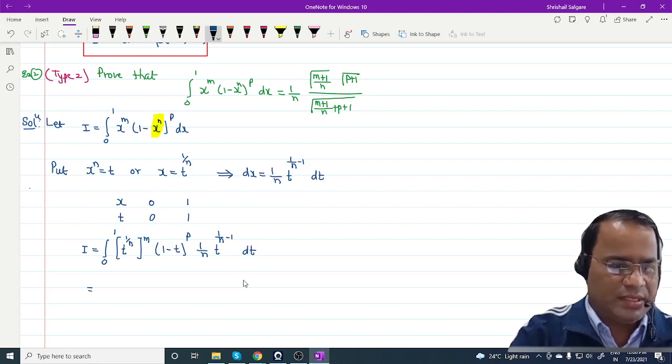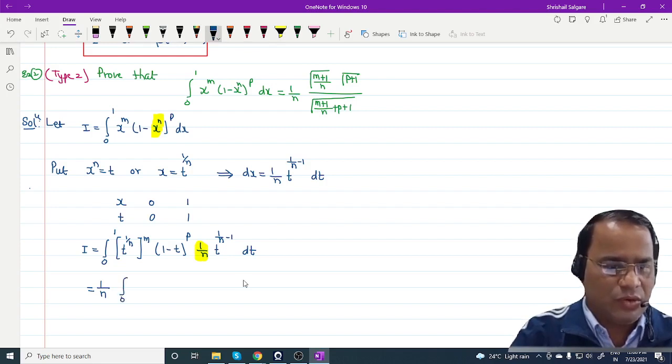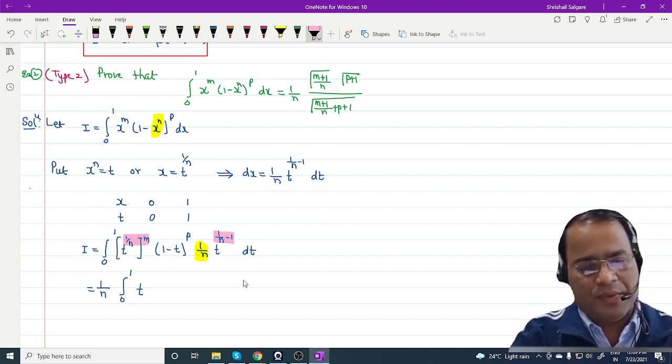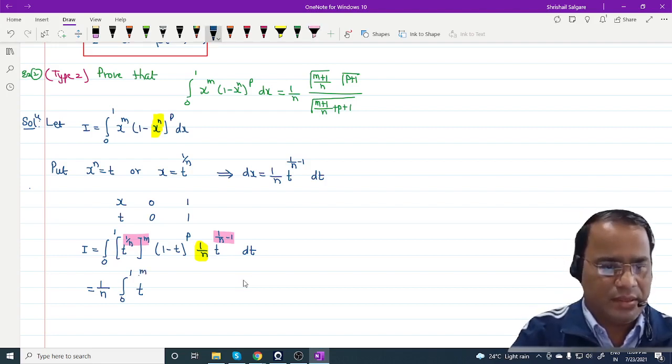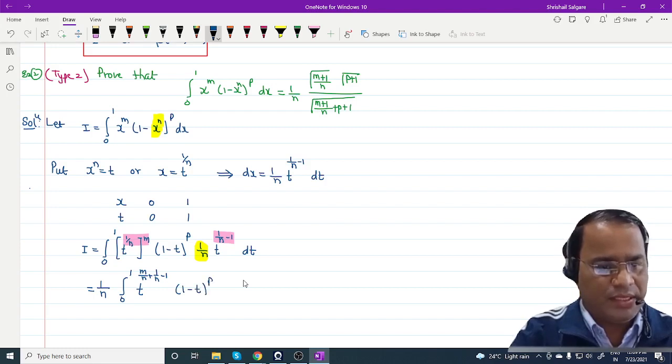From this, I will take 1 upon n outside. That can be taken outside the integral. Now for the remaining integral 0 to 1, first I will consider t to the power m by n. The base is the same, so by using the law of indices, it can be written as t raised to m by n plus 1 by n minus 1 into 1 minus t raised to p dt. I think it defines a beta function, 1 upon n.